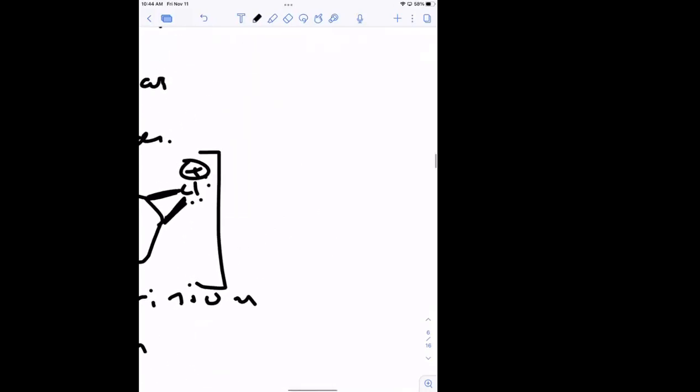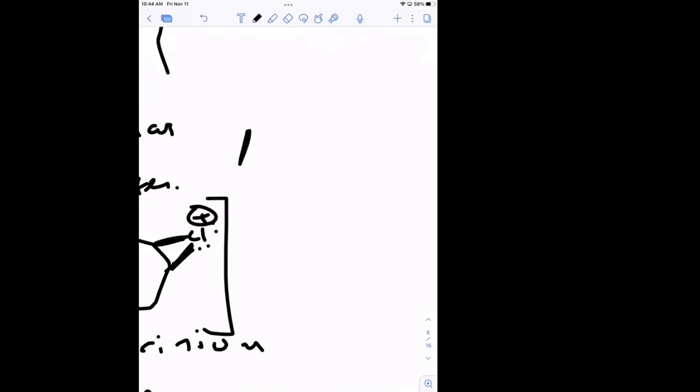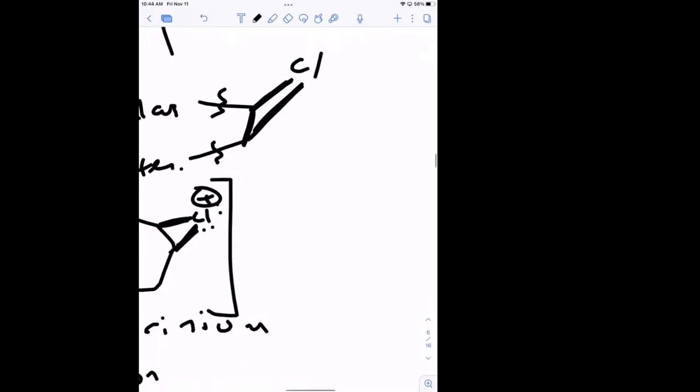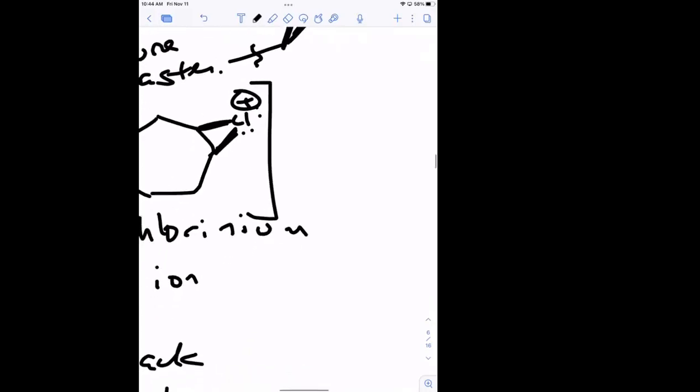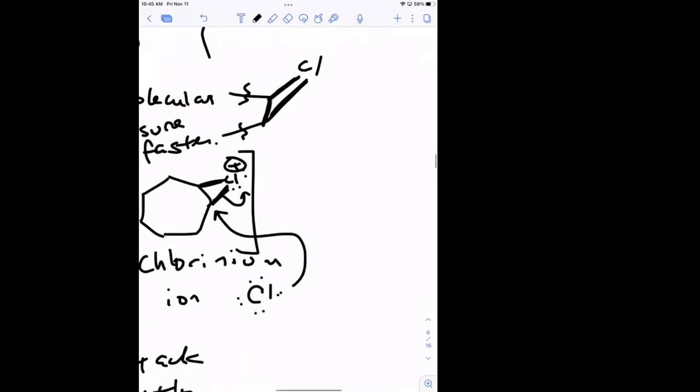So if I had to draw this in 3D, I would draw it like this, so that the chlorine is here, like coming up out of the page. So the other chlorine has to come from the bottom side. And that's what happens. So here's my other chlorine in here, still kind of hanging, comes and attacks and pops that ring open. Okay, questions?